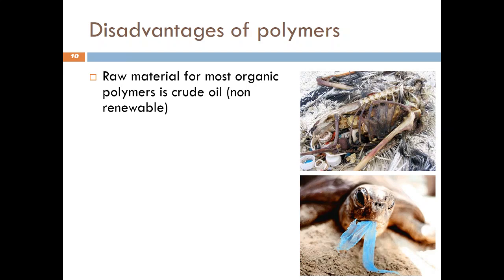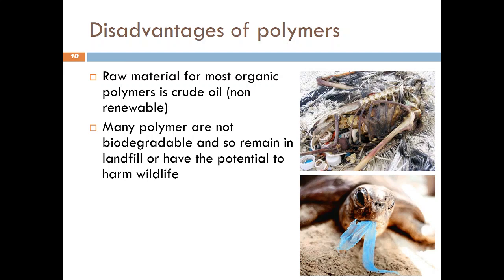Disadvantages. What you can see there is that the raw material for most organic polymers is crude oil, so non-renewable. We're using a non-renewable thing to make our products, and once we make them, most of them are not biodegradable. You can see the bird carcass there with a lot of bottle caps. What do they eat? They eat jellyfish.